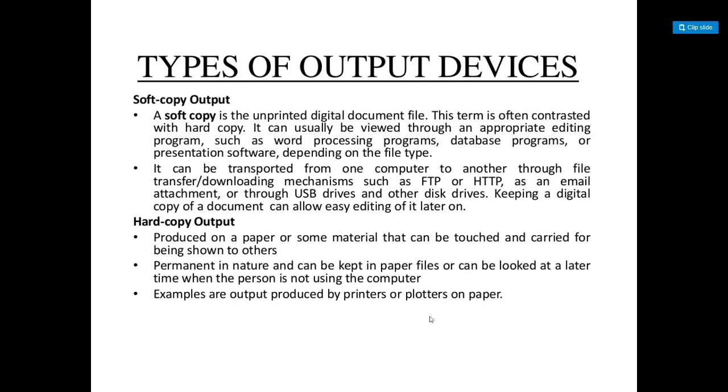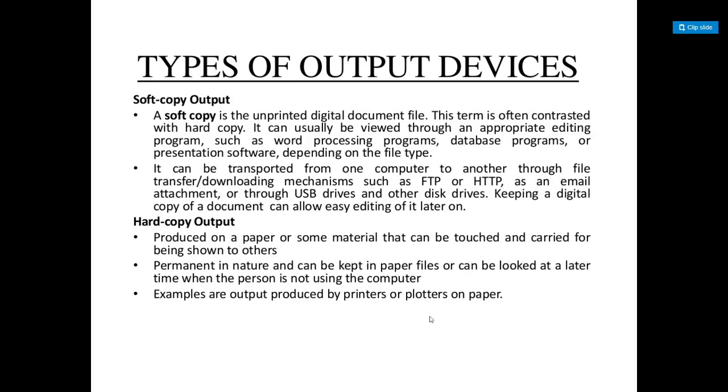So we can broadly categorize output devices into two things: a soft copy output device and a hard copy output device. You're all familiar with this, but let us just go through it. Soft copy is nothing but an unprinted digital document, right? You need a screen or some device to access this soft copy output information.